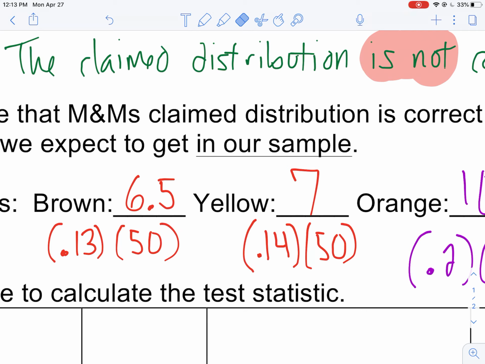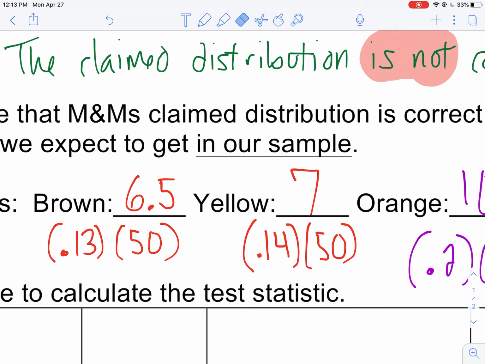Now, of course, we know that M&Ms doesn't typically give you half M&Ms, at least on purpose. But you want to retain your decimals here. You're going to see down the road, the more you do this, that rounding to whole numbers isn't to your benefit. Of course, your expected values aren't always going to be perfect. That's okay, because you're not always going to get your expected values.